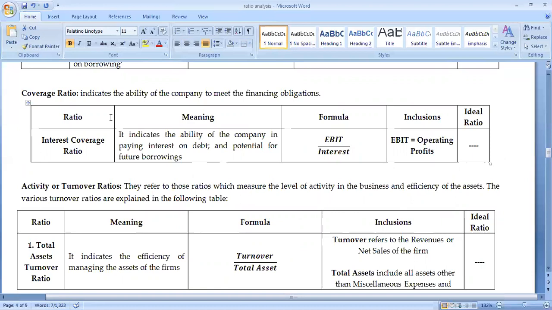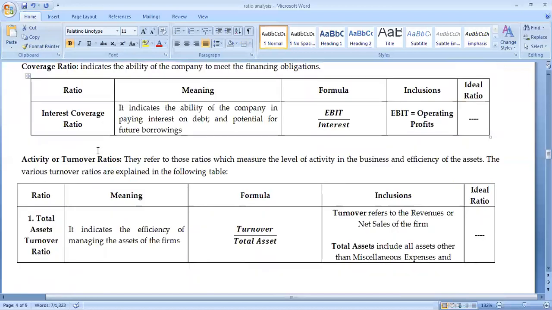Wherever you come across this ratio, this word is common: the ability of the company to pay its financial obligations, or to meet its current obligations. So under the coverage ratio, there is an interest coverage ratio, which indicates the company's ability to pay interest on debt and its potential for future borrowings. So here EBIT will be compared with only the interest.